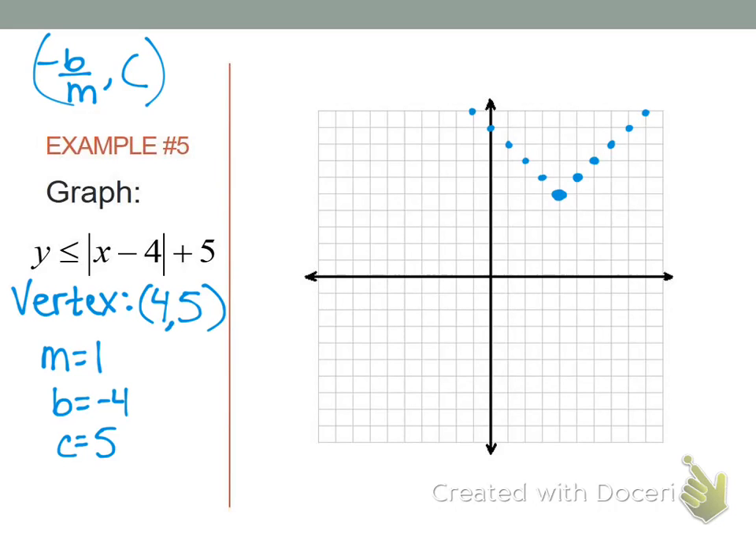Okay, so if your V is itty bitty, that's okay. You just got to work with the graph you have. When I go to make my V, is it going to be a solid line V or a dashed line? Solid line, because we've got the equal to bar.